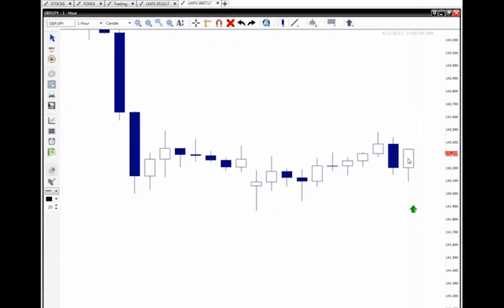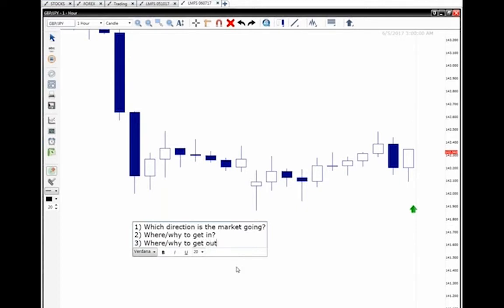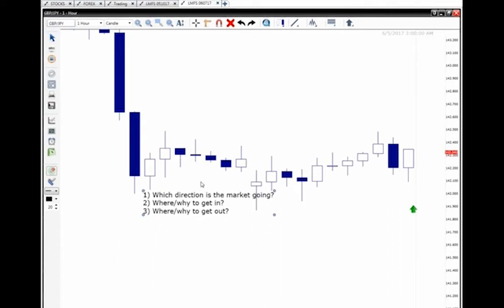So we're going to get started right here. This is our 3 o'clock a.m. candle. When I go into my manual analysis, I'm going to explain this in a little more detail. But there are 3 questions we want to answer before we enter a trade. Question number 1: we determine which direction the market is going. Number 2, we determine where and why to get into the trade. And number 3, we determine where and why to get out of the trade before we even get into it. We're going to answer each of these questions very easily with the strategy I'm about to show you.